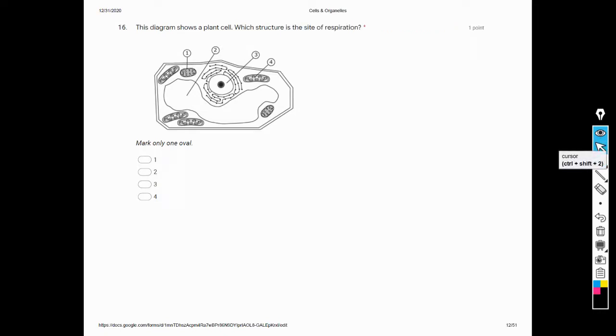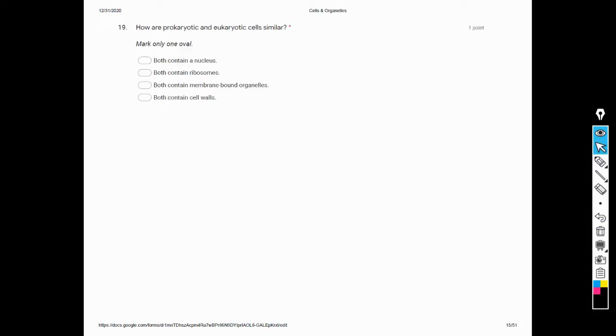Number 16, which structure is the site of respiration? Again, that does not change from one cell to another that have mitochondria. So structure one is the site of cellular respiration. Number 17, which structure is the site of photosynthesis? We identified that earlier as the chloroplast, which is also the structure that plants have that animal cells do not. Number 18, which represents the large central vacuole? That would be structure number two. Again, the largest organelle in the plant cell is that large central vacuole used to store water.